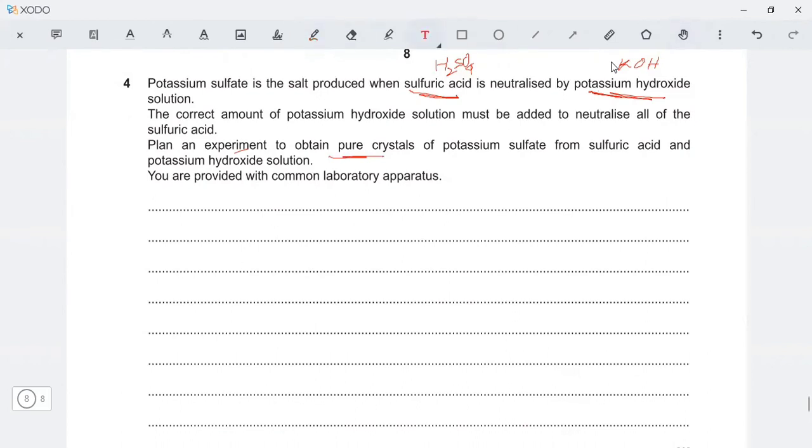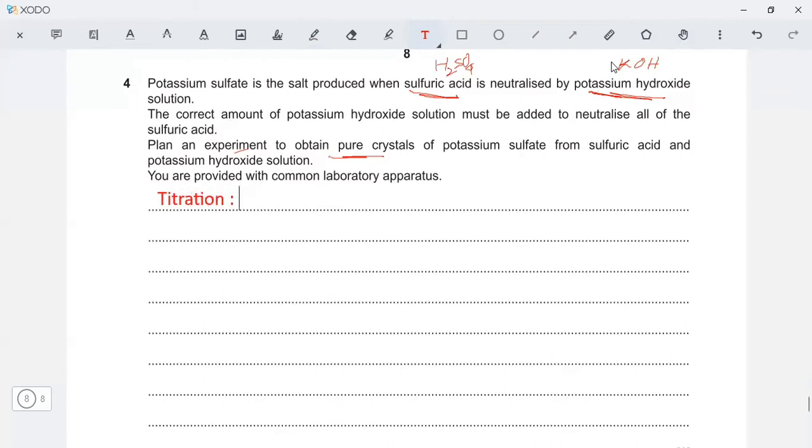So maybe here let me write the answers. So let's do the titration. It's very simple. Acid is known and potassium hydroxide also is here. Okay, so you will be getting the salt solution. After getting the salt solution, that has to be crystallized. Okay, fine. So what is the first step? Let's do the titration for these questions. It is how many marks? I think it is a 6-mark question, right?